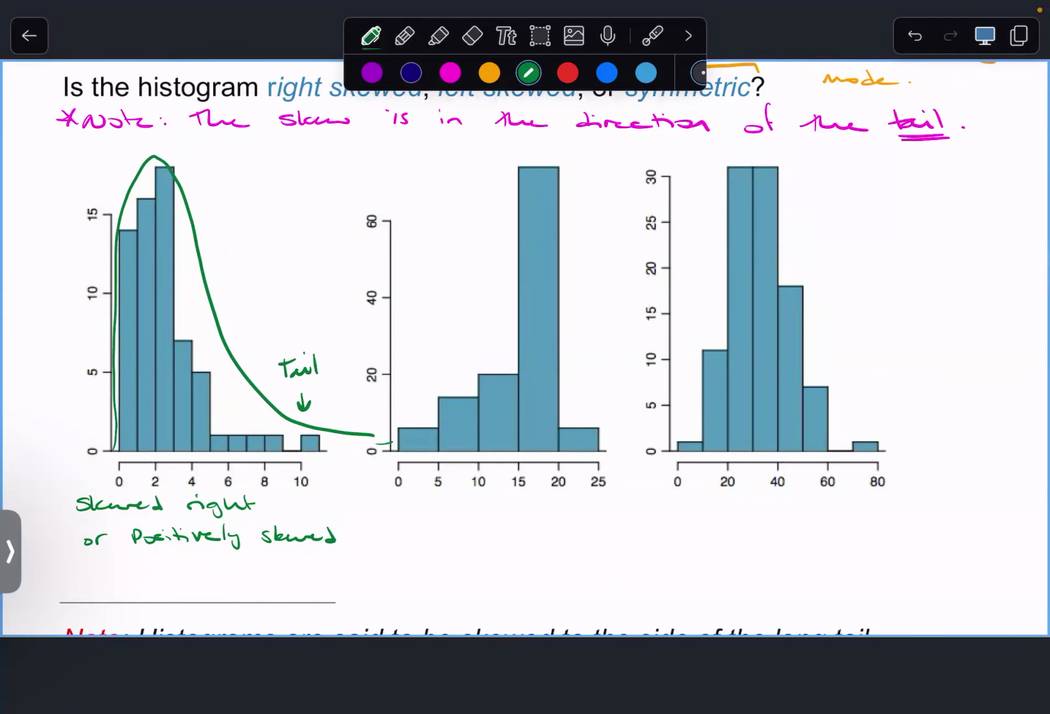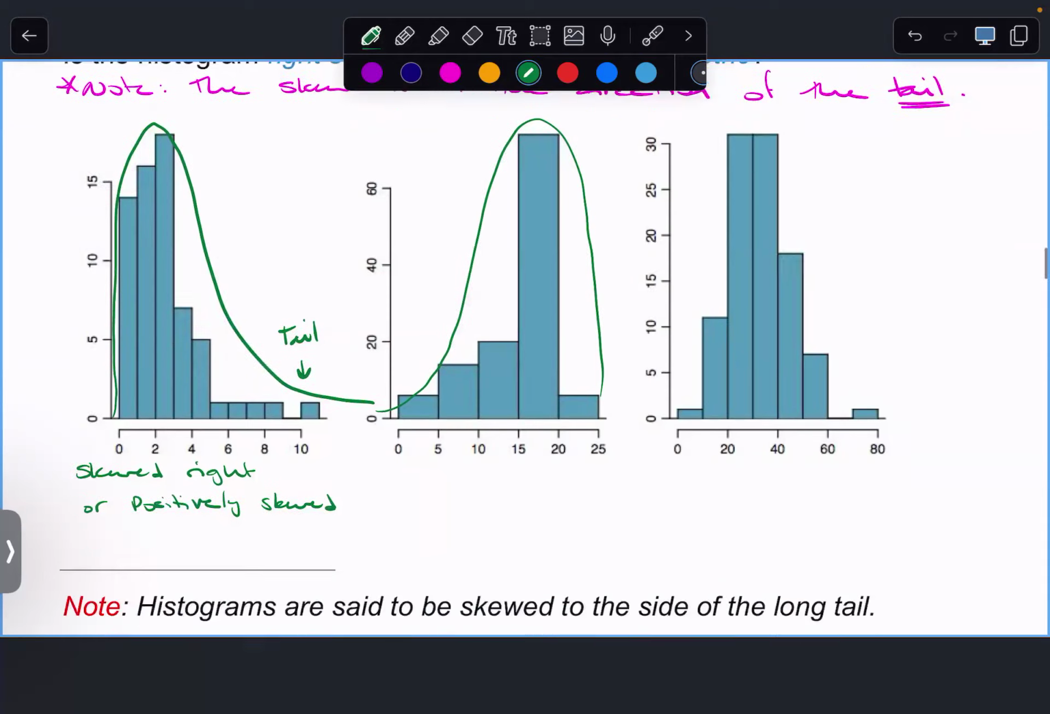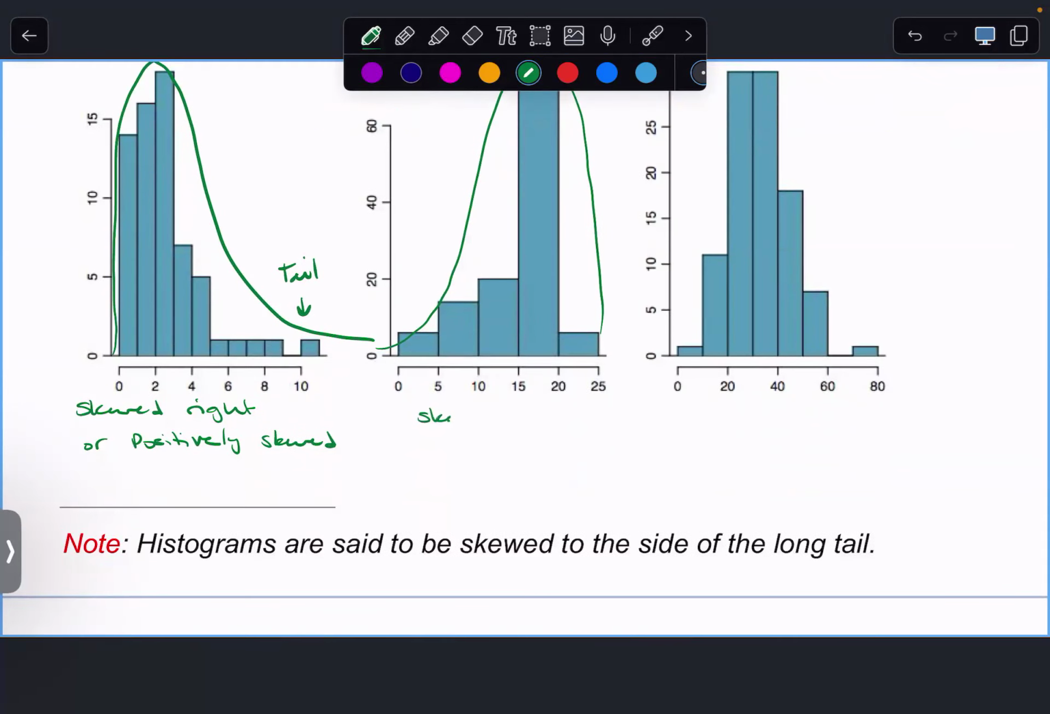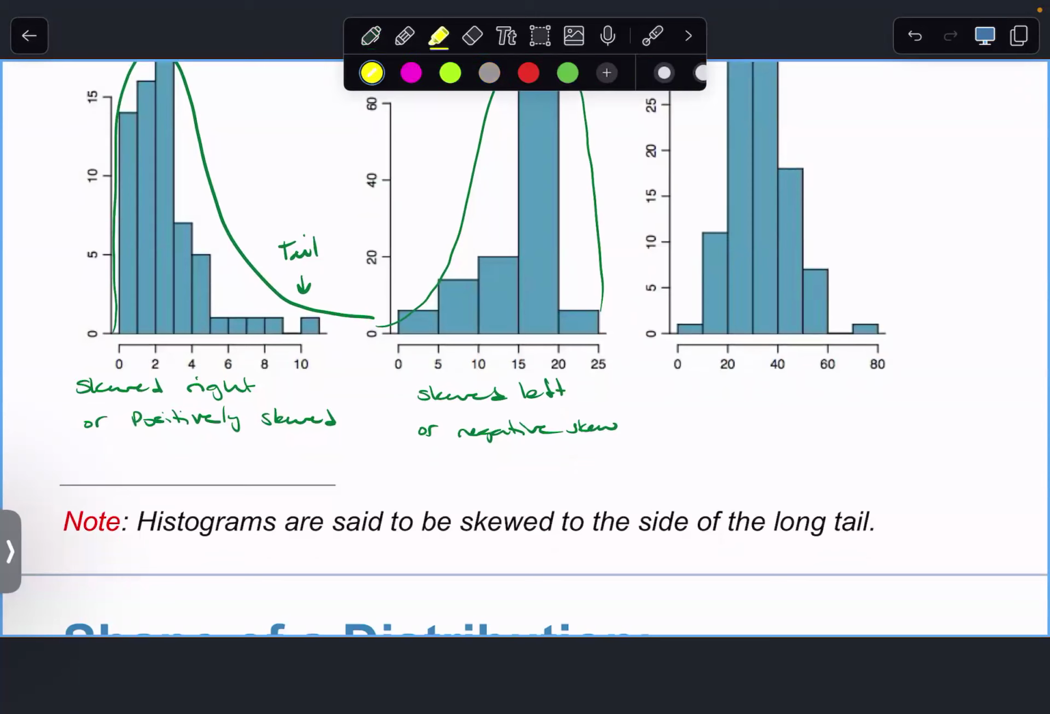So here, on the next one, just a little tail, but now the tail is to the left. And so this would be left skewed or skewed left. Or negative skew. Left skewed, skewed left, all the same. I'll highlight. It's the same note that I made earlier, but now it's on here twice.